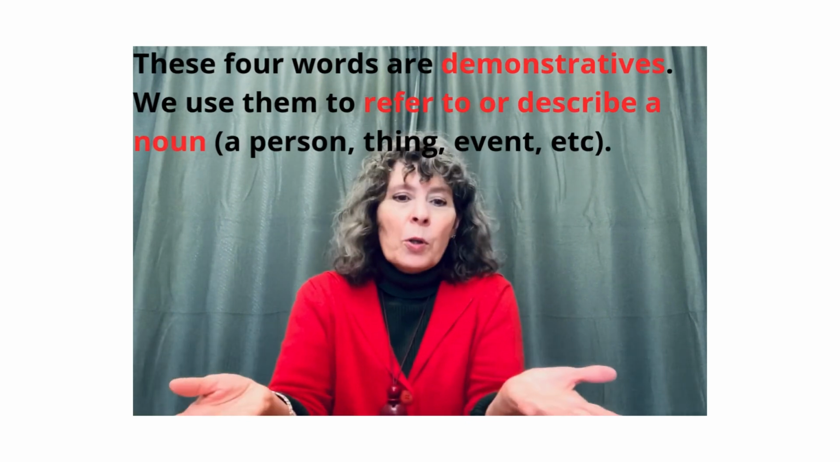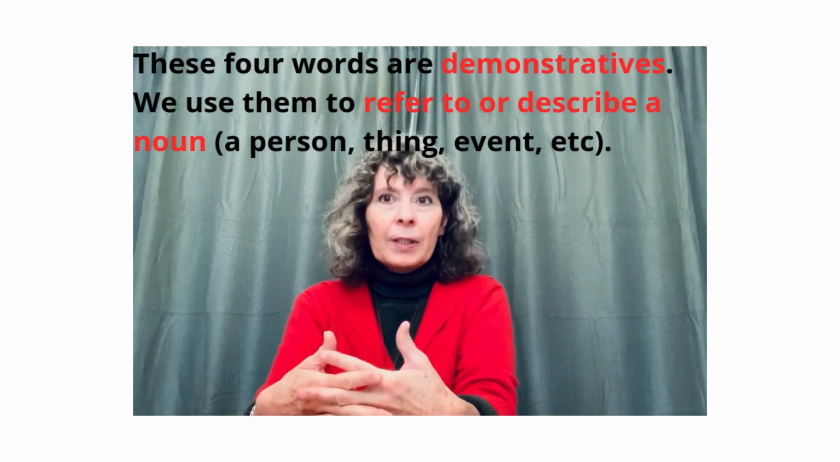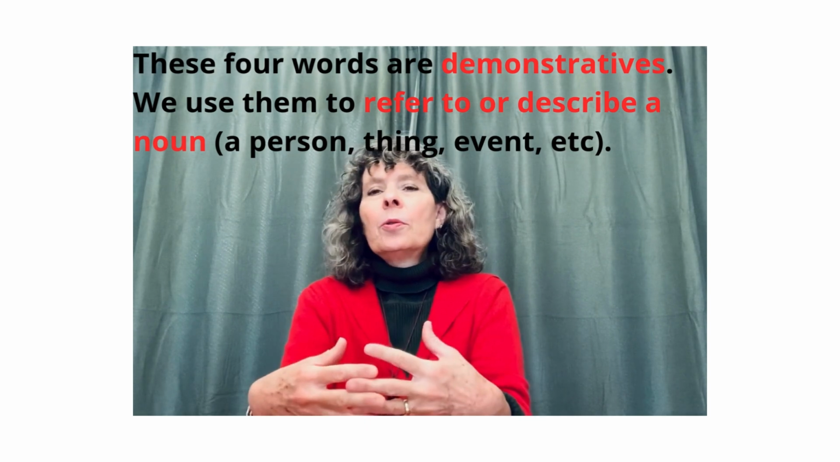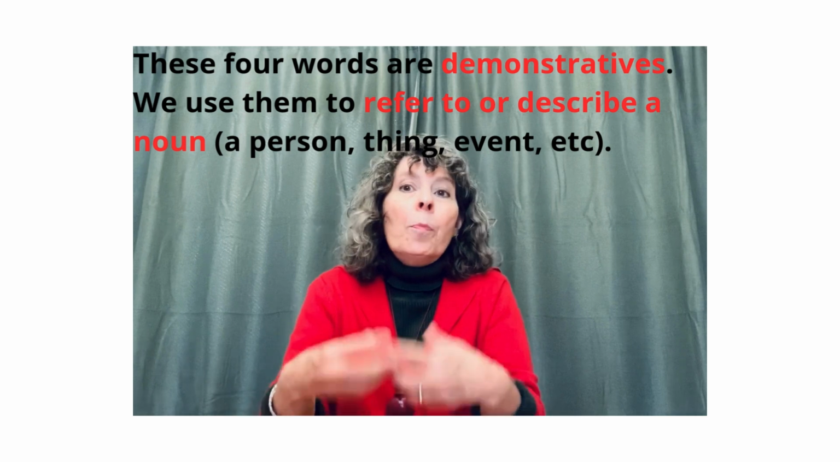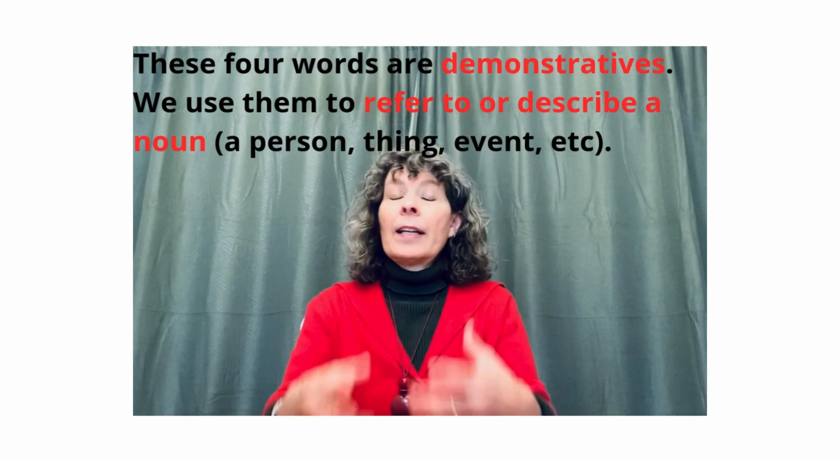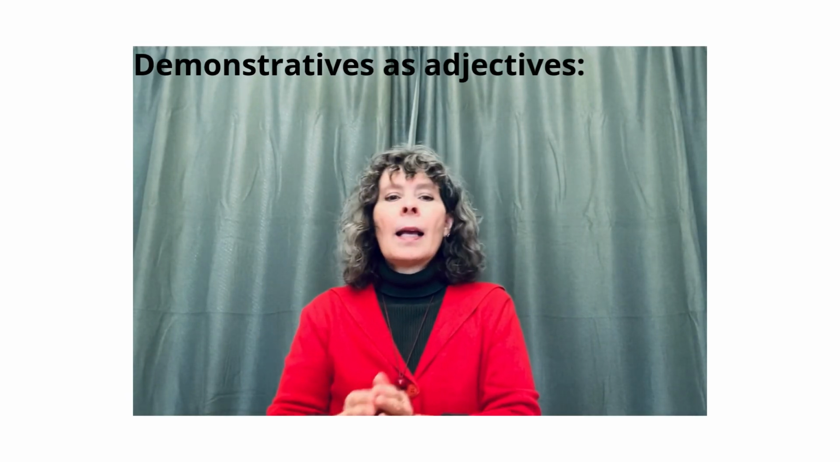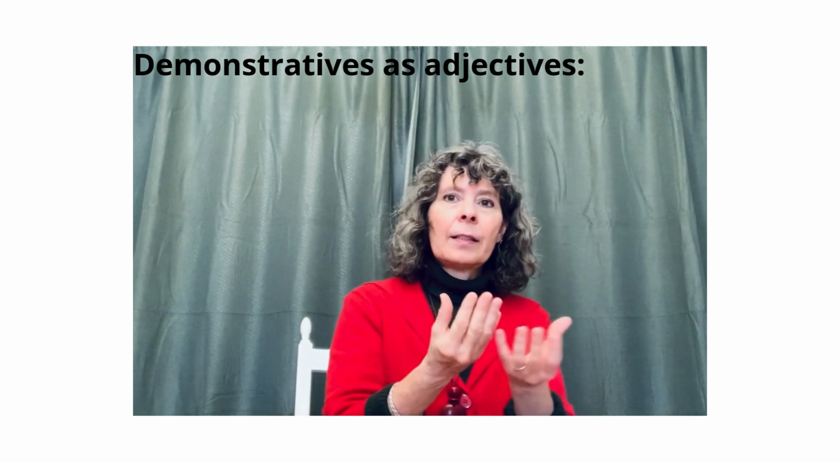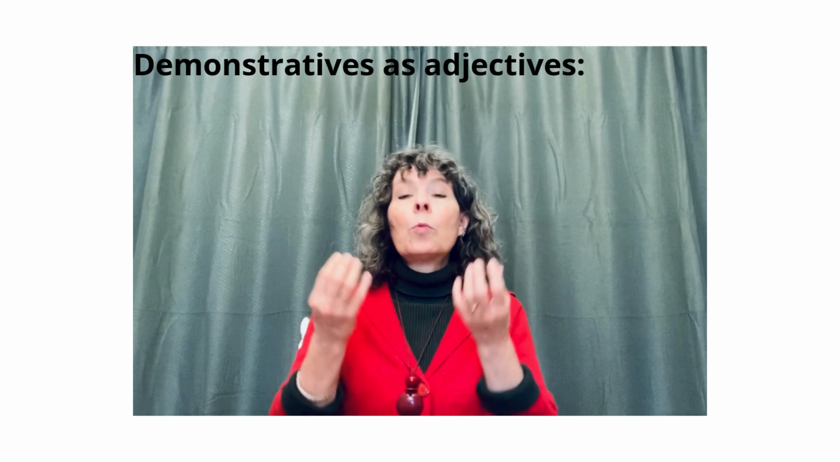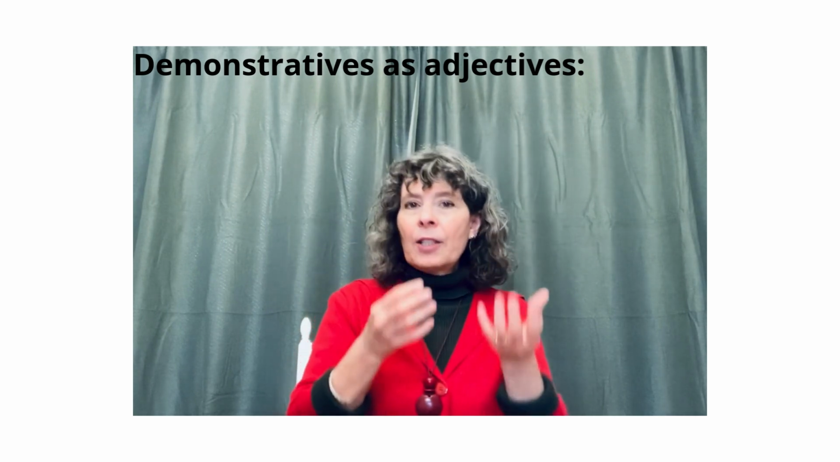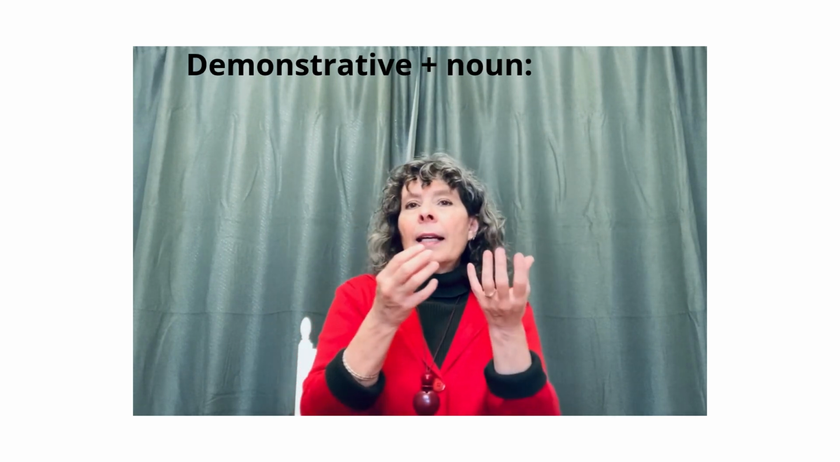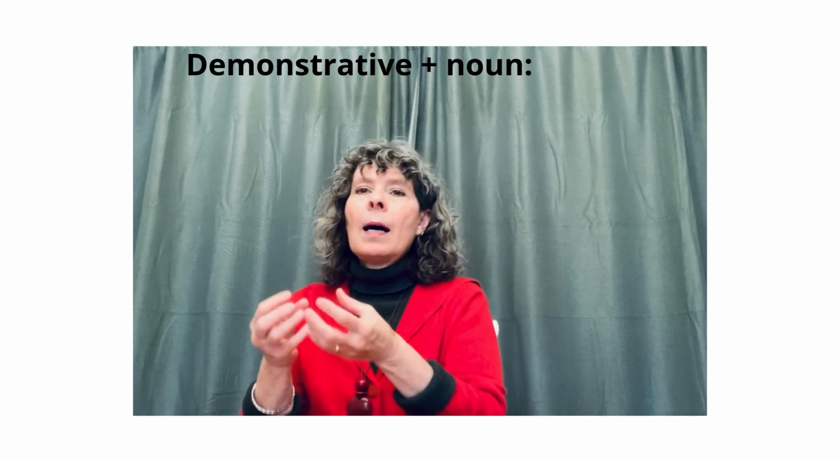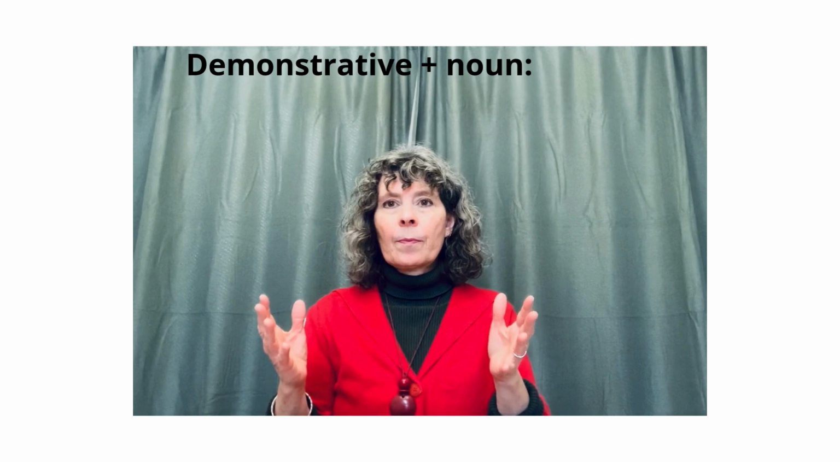So these 4 words are known as demonstratives because they're used to basically talk about or point to an object or a person. Now, they can be used in 2 ways. They can be used as an adjective. And when they're used as an adjective, they need to be followed by a noun.